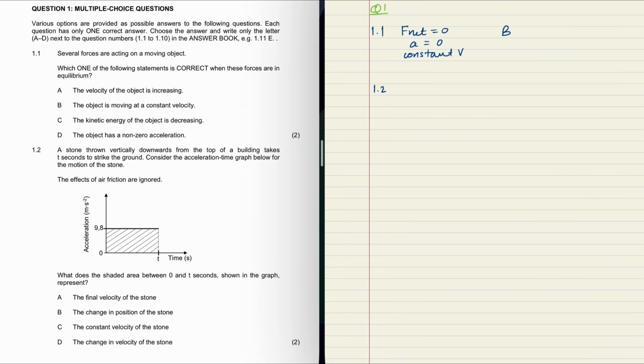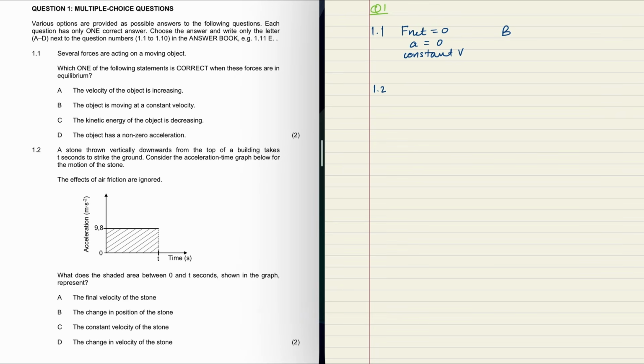Question 1.2. A stone is thrown vertically downward from the top of a building. It takes t seconds to strike the ground. Consider the acceleration-time graph below for the motion of the stone. The effects of air friction are ignored. So what does the shaded area between 0 and t seconds shown in the graph represent? Does it represent the final velocity, the change in position, the constant velocity, or the change in velocity?